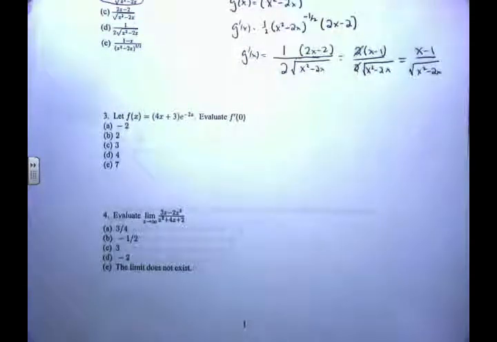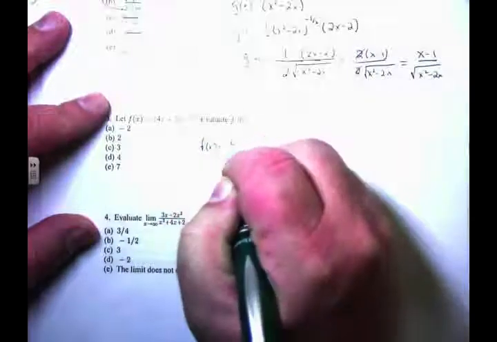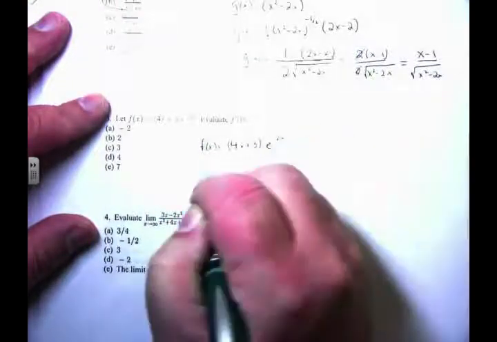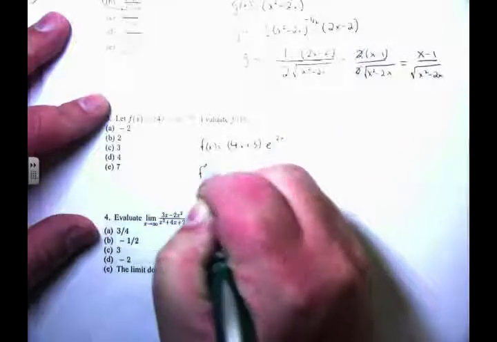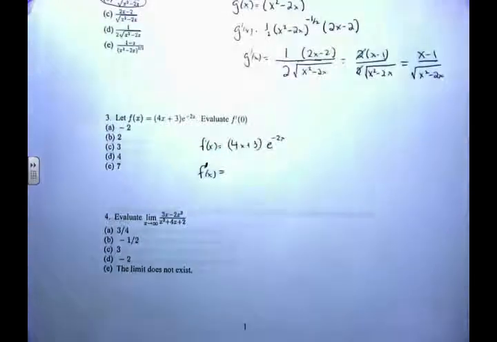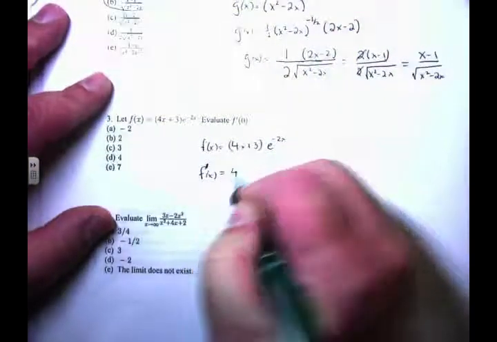All right, what's this one? f of x is equal to 4x plus 3 times e to the negative 2x. Evaluate f prime of 0. Well, first I have to take the derivative. So if f of x is equal to 4x plus 3 times e to the negative 2x, pause, hesitate, and ask yourself, what rule do I need to take the derivative of this thing? What are you going to use? Product rule. Derivative of the first times the second plus the first times derivative of the second. Derivative of the first: derivative of 4x plus 3 is 4.